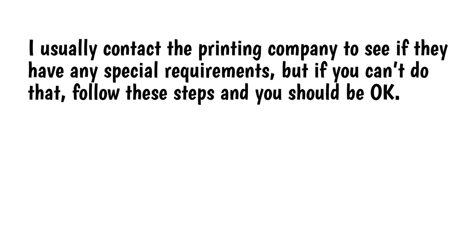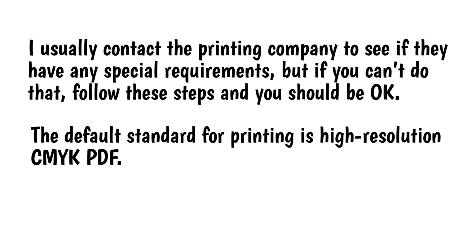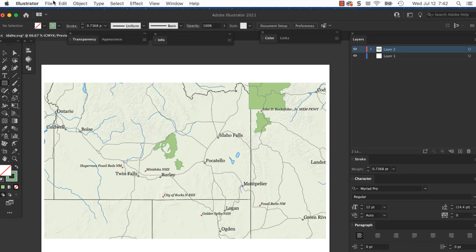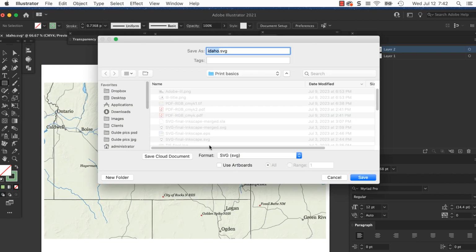I usually contact the printing company to see if they have any special requirements, but if you can't do that, follow these steps and you should be okay. The default standard for printing is high-resolution CMYK PDF. Go to File, Save As, and the Save As window will appear. Select Adobe PDF from the Format menu.